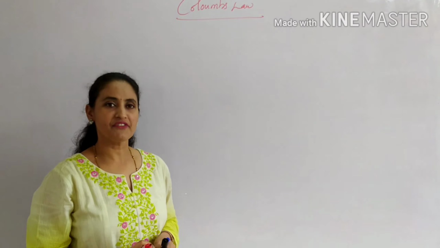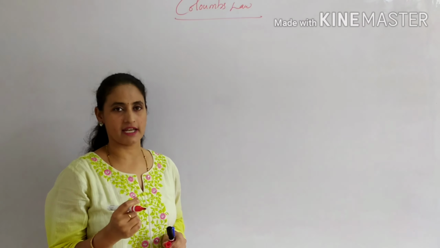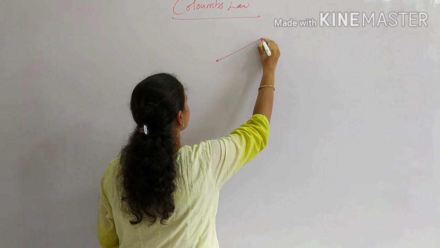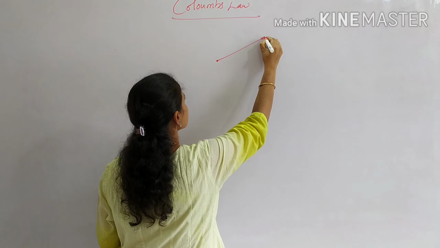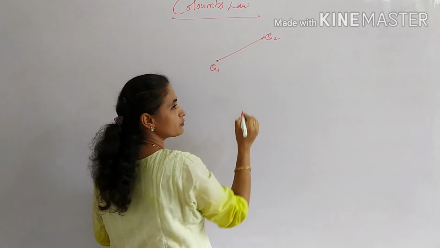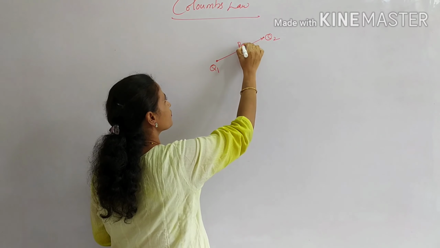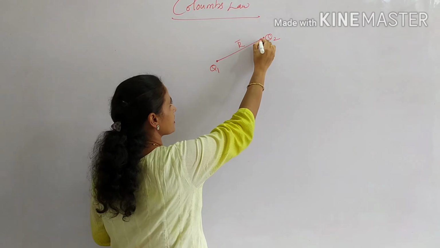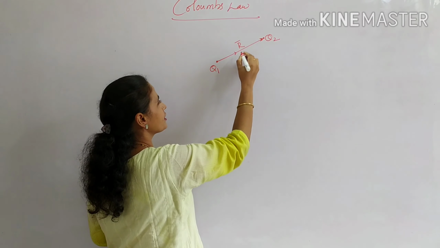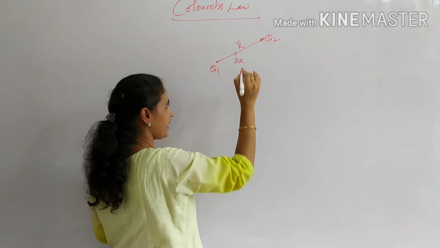Coulomb's law defines the force between two charges. Let the two charges, q1 and q2, be separated by a distance of r meters. The distance between the two charges is the vector r bar, and the unit vector directing the force from q1 to q2 is given by ar.